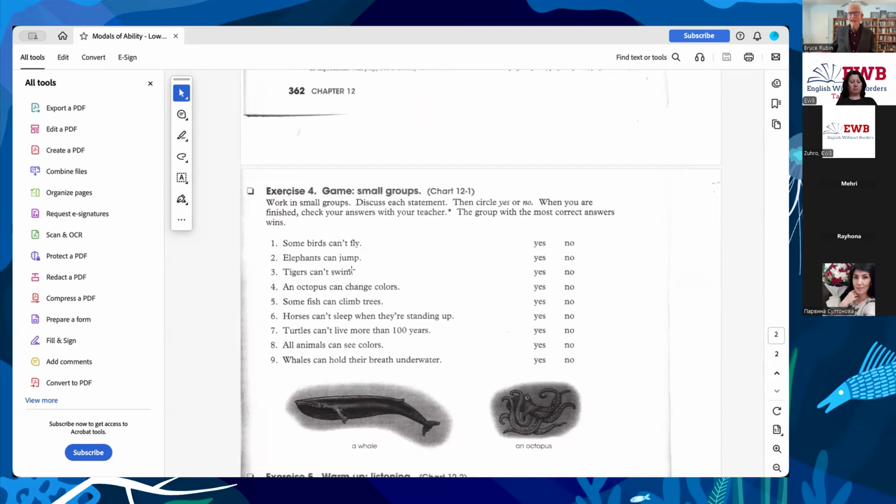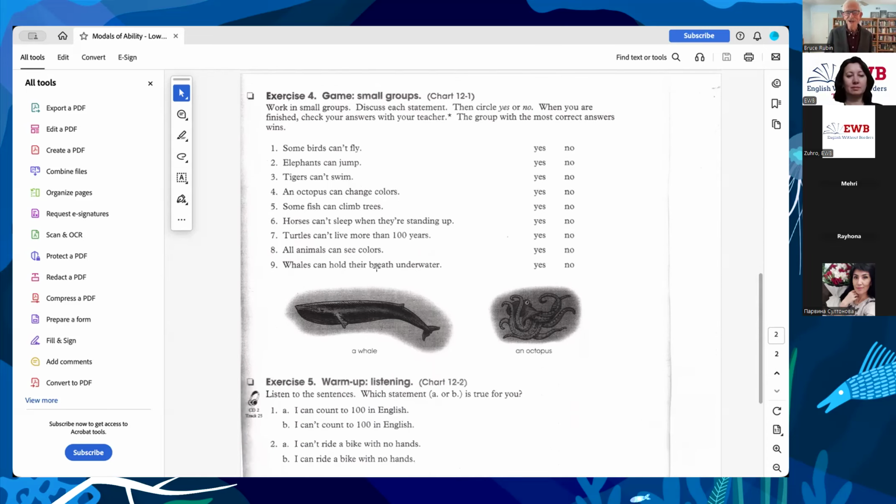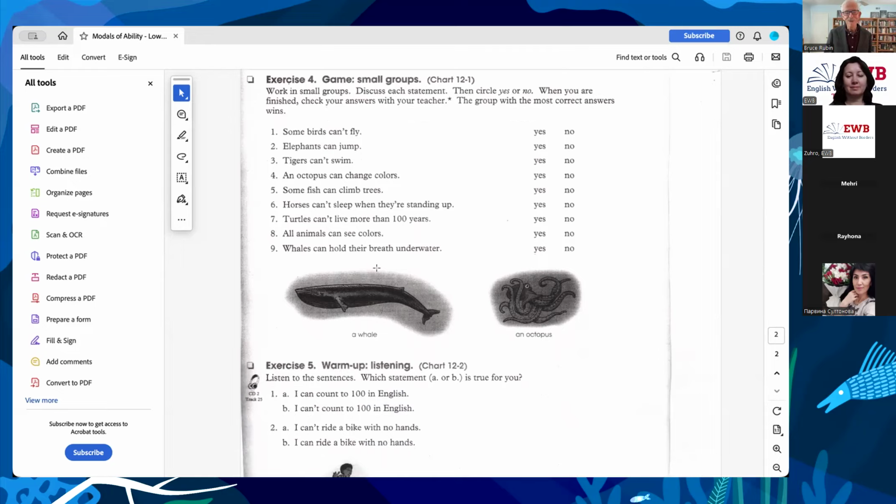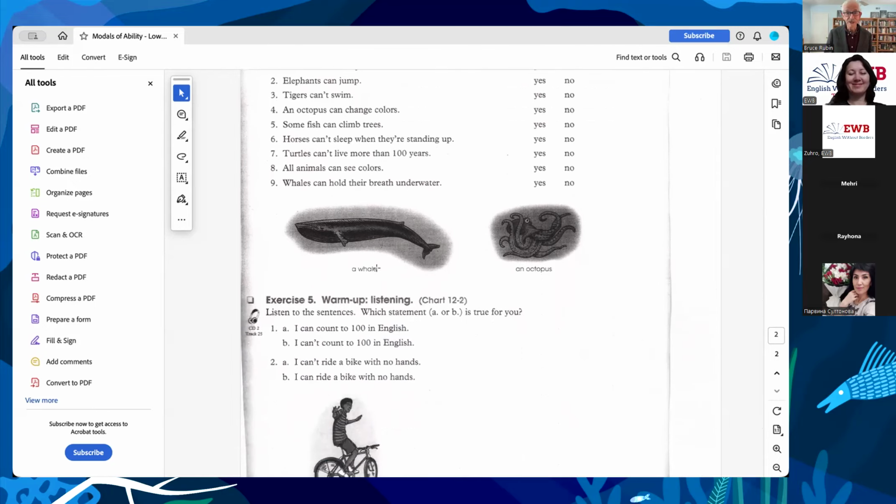Then you can do a kind of a game. You don't have to call it a game, but you can put your students in small groups and have them evaluate. These are all about animals. So again, I think they're assuming some younger learners here in this exercise. Some birds can't fly. Well, this is true. There are a few. Elephants can jump. I don't know about that, but I don't think so. I think we saw an elephant walking down the street 2 weeks ago in our webinar on using photographs for critical thinking. And then they shift into a listening exercise, again with can or can't.